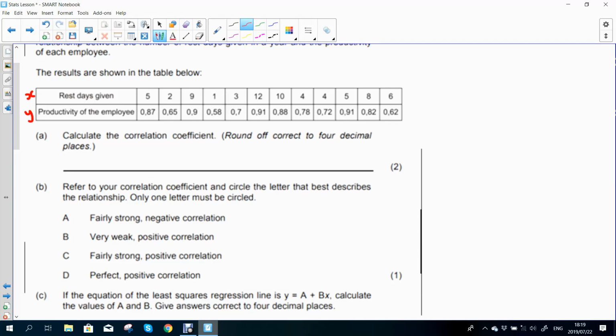And it says calculate the correlation coefficient. Okay, this is a key word to know what to do. Okay, this is easy marks. How do we find the correlation coefficient? Guess what? We're going to use the calculator again. All of this is calculator work. So I'm going to take you through these steps, step by step.